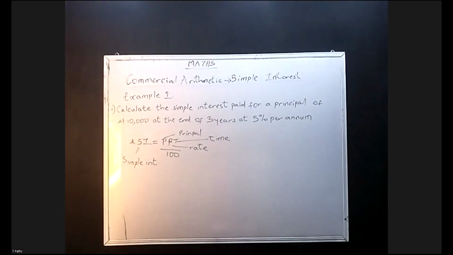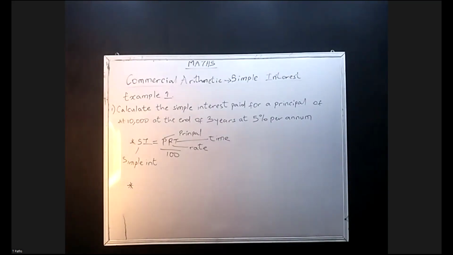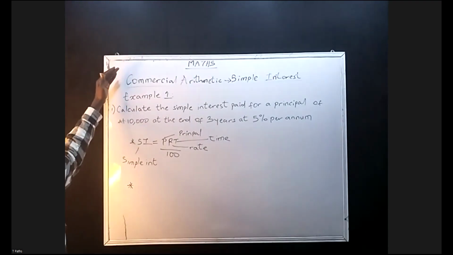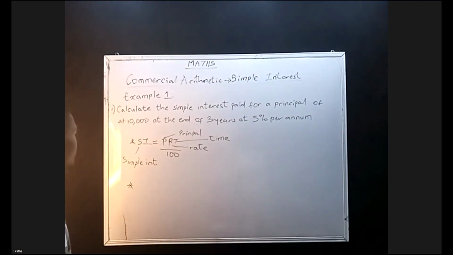Now, the formula for simple interest is PRT over 100. As for the second formula, when I was talking earlier, I said that to get your amount, you have to add the principal, that's the amount you borrowed at the beginning, and the interest you are going to pay.